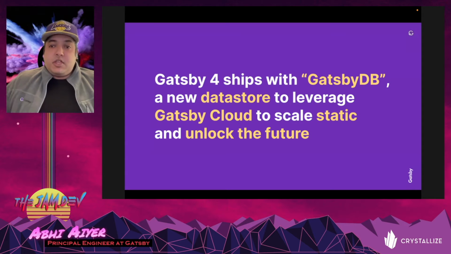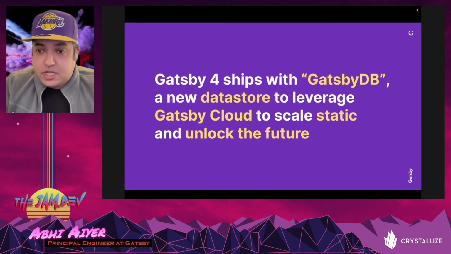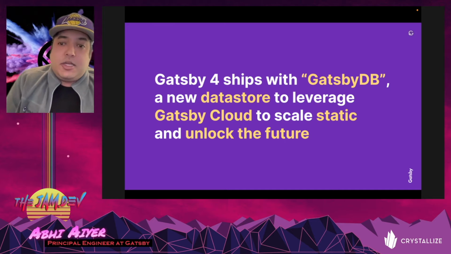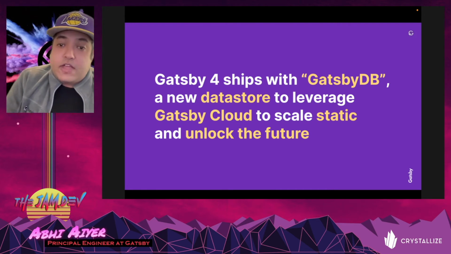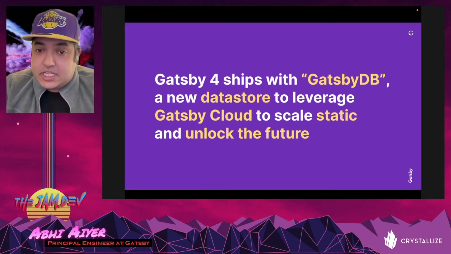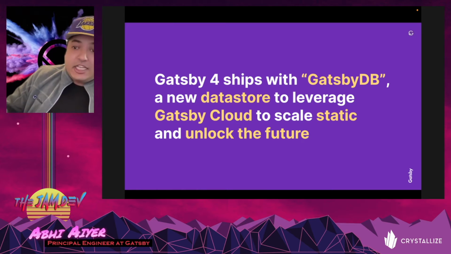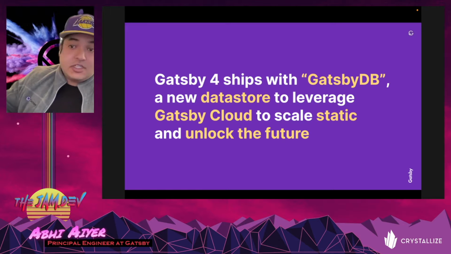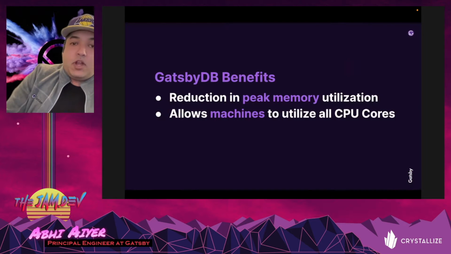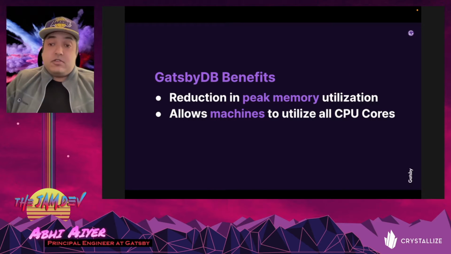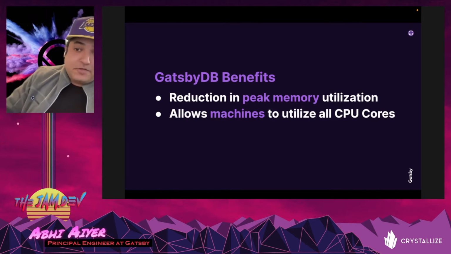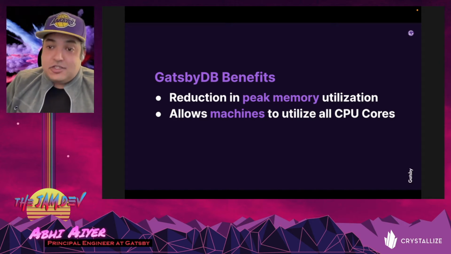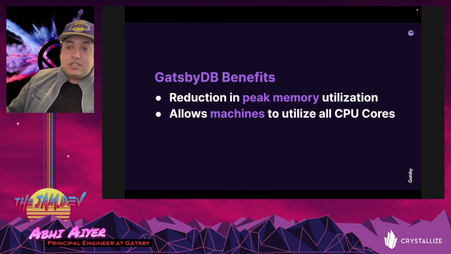We also shipped something really interesting. Gatsby 4, which we shipped just a couple months ago, ships with Gatsby DB, which is a new data store that we are leveraging to help Gatsby Cloud scale, as well as people running Gatsby on their own machines, maybe in Circle CI and such. What Gatsby DB allows the user to kind of get back is the pain of debugging out of memory issues. So we've reduced peak memory utilization.